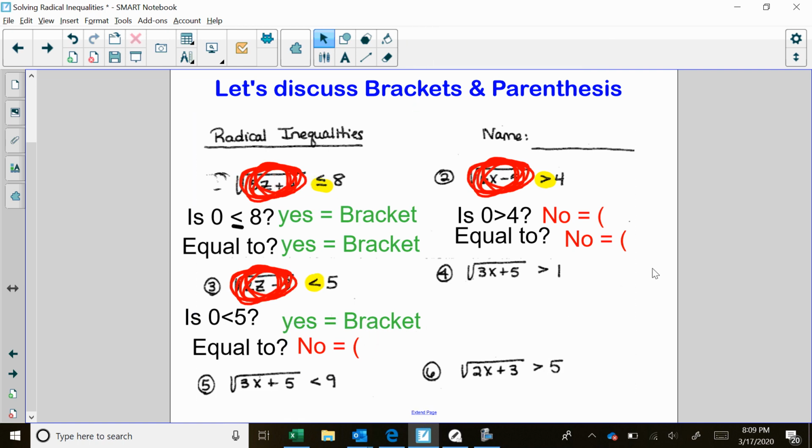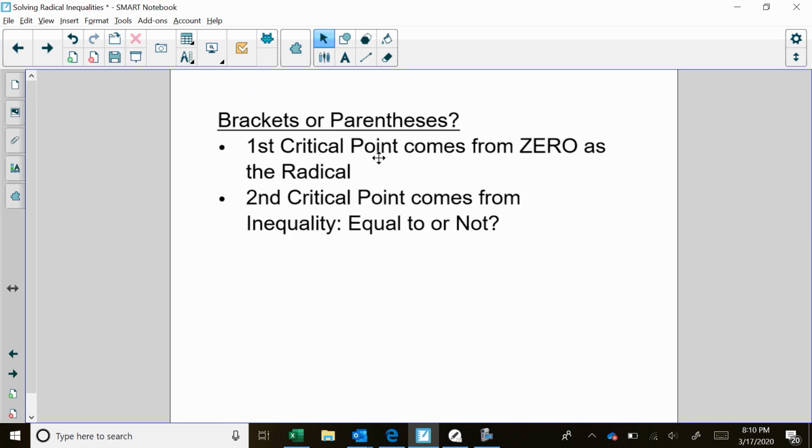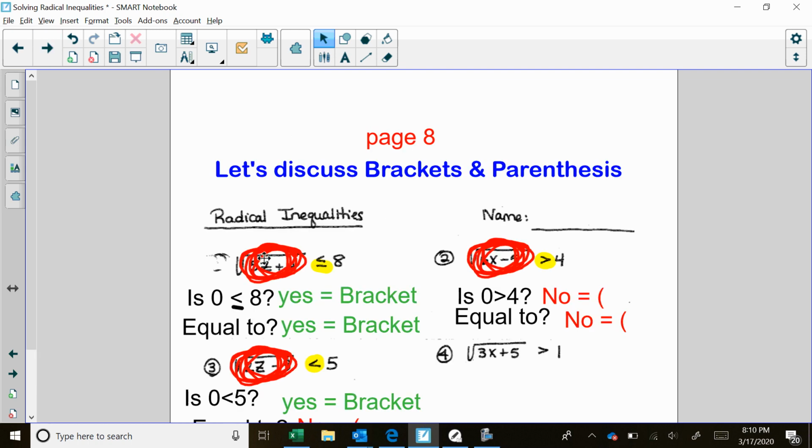All right. Now let's go back and talk about that one more time. The rules for brackets and parentheses. The first critical point, and you don't know what your critical points are yet, but it comes from putting a big red 0 as the radical. So that's what this is. That's a big 0 right there. So basically we're ignoring everything that's where that radical was. So is 0 less than or equal to 8? Why, yes, it is. Is 0 greater than 4? No, it's not. Is 0 less than 5? Yes, it is. And so every time you say yes, it's a bracket. No, it's a parentheses. Every time you say yes, it's a bracket. Every time you say no, it's a parentheses.